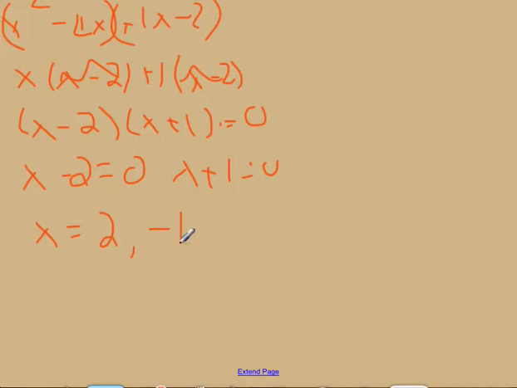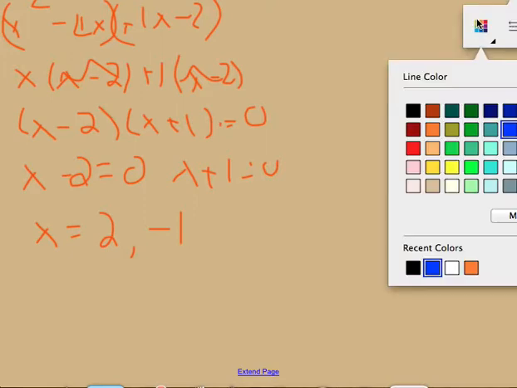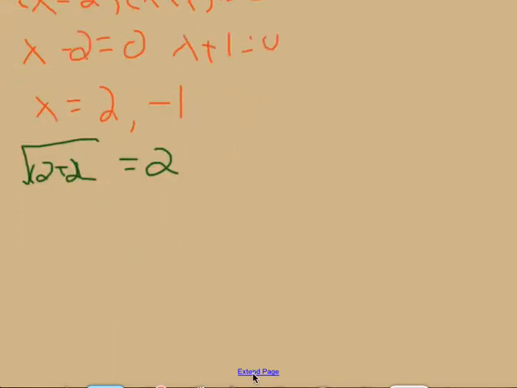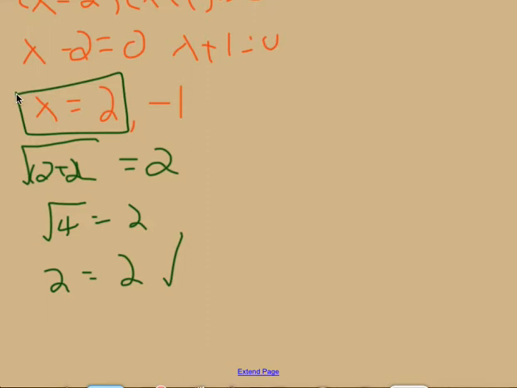So now that I've gotten those figured out, I need to check. I need to plug each of them back in. My original equation was the square root of x plus 2 is equal to x. So let's try plugging in 2. Instead of writing x, I'm going to write 2. So the square root of 2 plus 2 is equal to 2. The square root of 2 plus 2 is the square root of 4, which is equal to 2. The square root of 4 is 2. Check, so that is one of my solutions. That one works. Let's check negative 1.